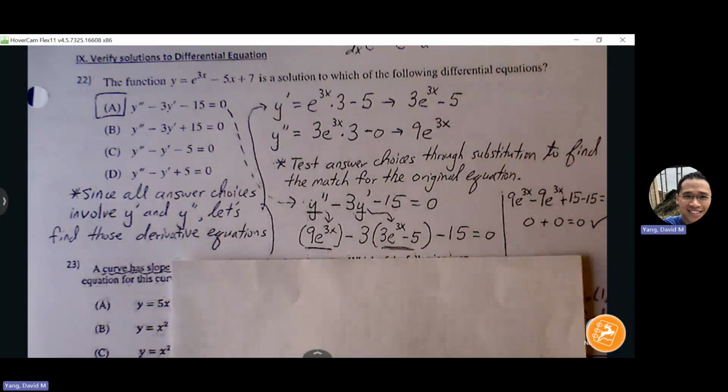It's not hard. We're just getting used to the way they present these problems. Okay, everybody good with one? Yeah, so basically you just have to find your derivatives and see which one fits.